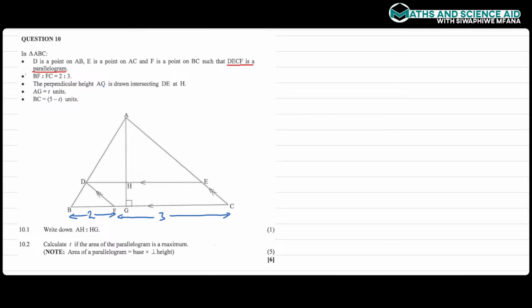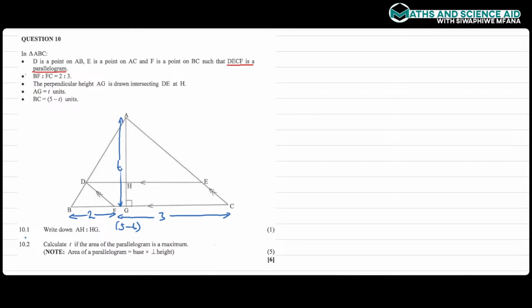And then they say the perpendicular height AG is drawn intersecting DE at H. Intersecting DE at H, here is this perpendicular line AG, as we can see. And then additionally, we are told that AG is equal to T units. So I would immediately indicate this here. So this is T. Okay. And then BC is equal to 5 minus T. B to C. So where is that? Oh, okay. This whole side here, B to C, is 5 minus T units. So I'll just write that here. So this is 5 minus T units.